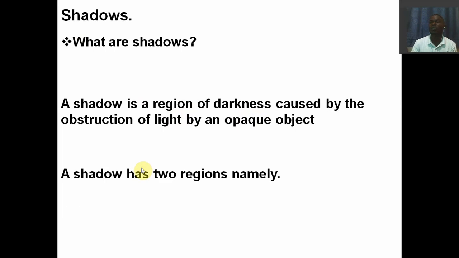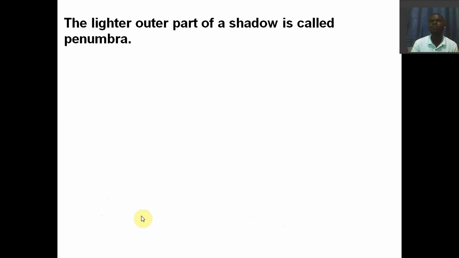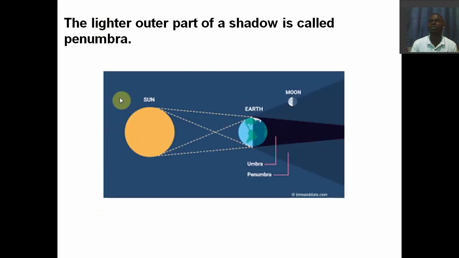A shadow has two regions, namely the umbra and secondly the penumbra. These are the two regions of a shadow. The umbra is the dark shadow and the penumbra is the partially light shadow. We shall look at this in detail. Let's go on. The lighter outer part of a shadow is called the penumbra.